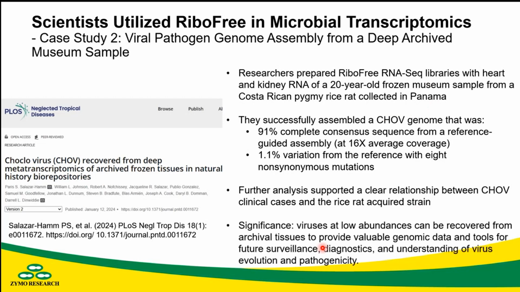Through this trajectory of study, this research showcased the significance: viruses at low abundances can still be recovered from deep archived tissues, such as those now hosted in museums. Such samples would provide valuable genomic data and tools for future surveillance and diagnostics. And at the end, the knowledge will all contribute to humans' better understanding of virus evolution and pathogenicity.